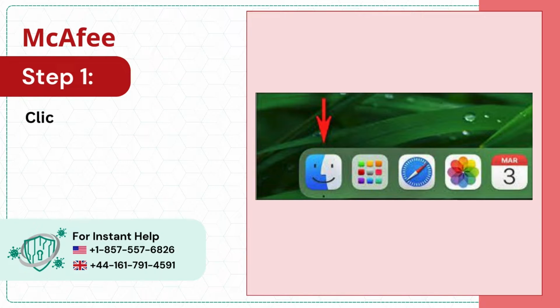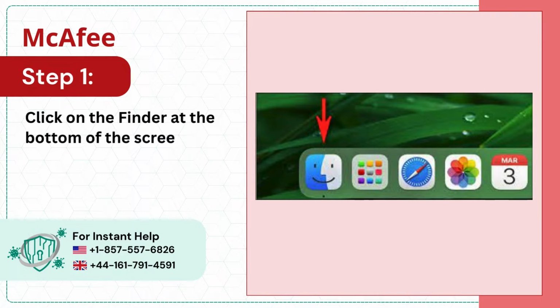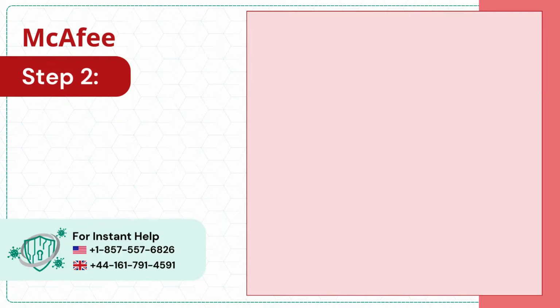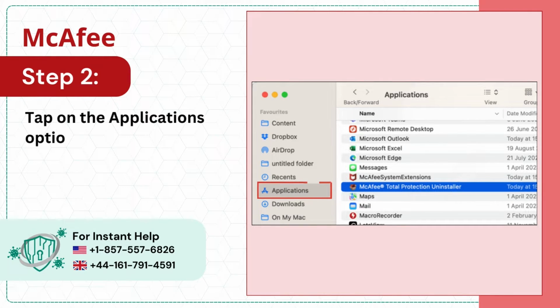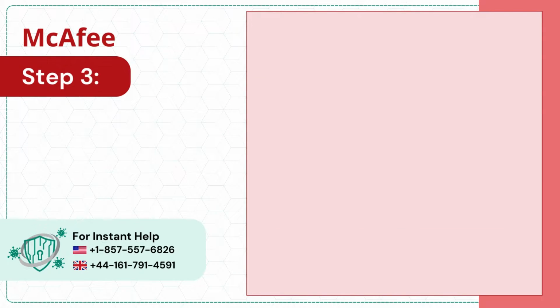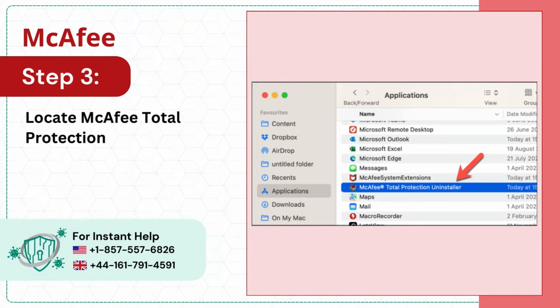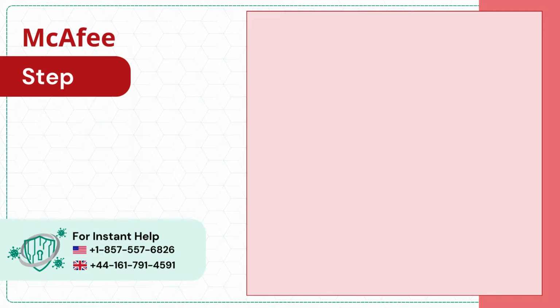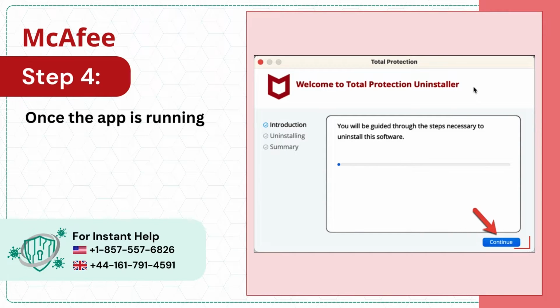Step 1. Click on the Finder at the bottom of the screen. Step 2. Tap on the Applications option. Step 3. Locate McAfee Total Protection Uninstaller and double-click on it. Step 4. Once the app is running, tap on Continue to proceed.